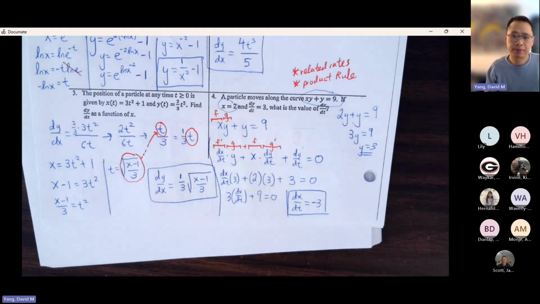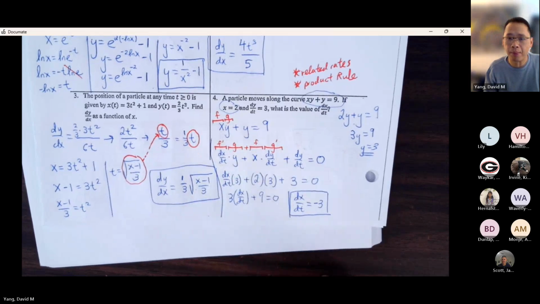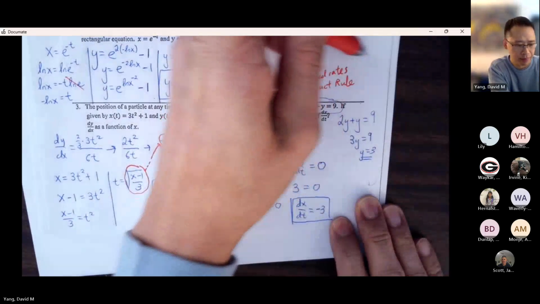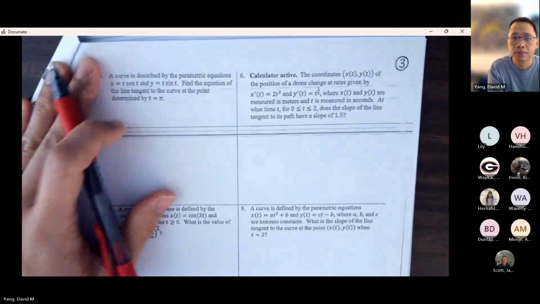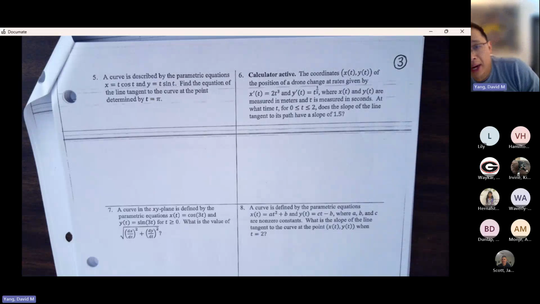All right, let's try a few more. Next page. A curve is described by the parametric equation x equals t cosine of t and y equals t sine of t. Find the equation of the tangent line to the curve at the point determined by t equals pi.